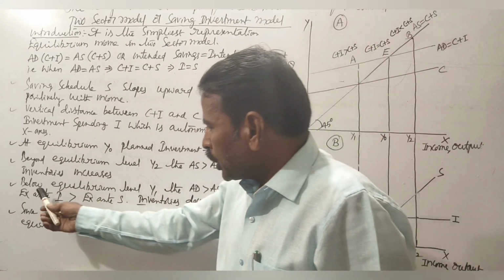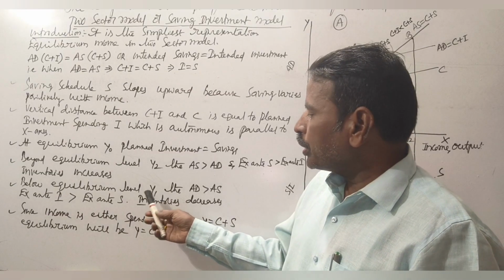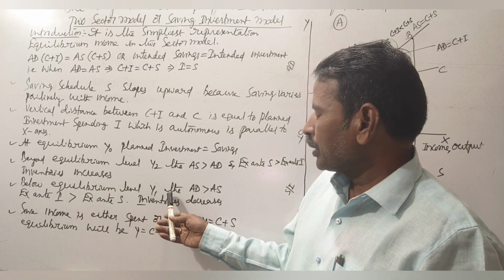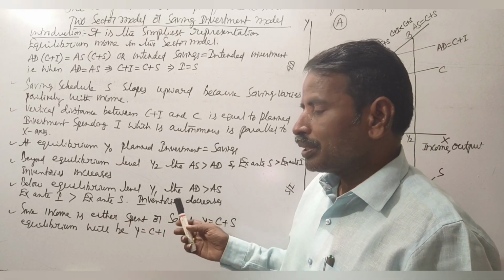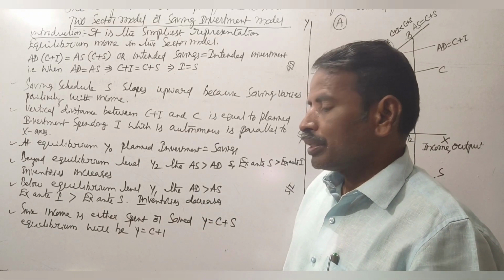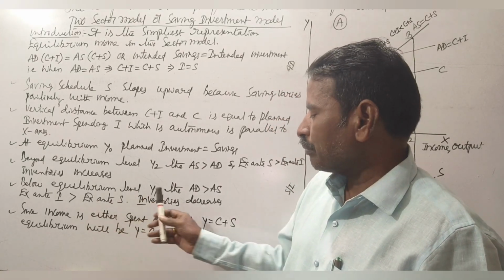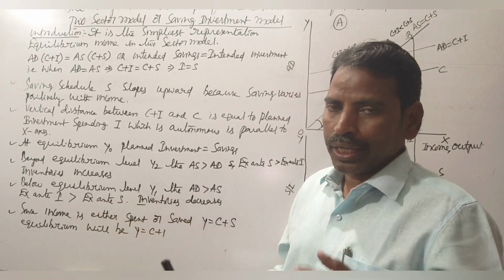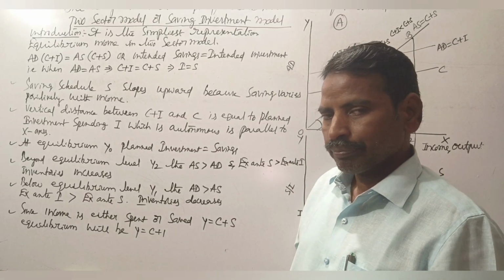Right. Below the equilibrium level Y1, the aggregate demand is greater than aggregate supply. That means ex ante investment is greater than ex ante savings. As a result of that, inventories decrease. The stock of raw material decreases.